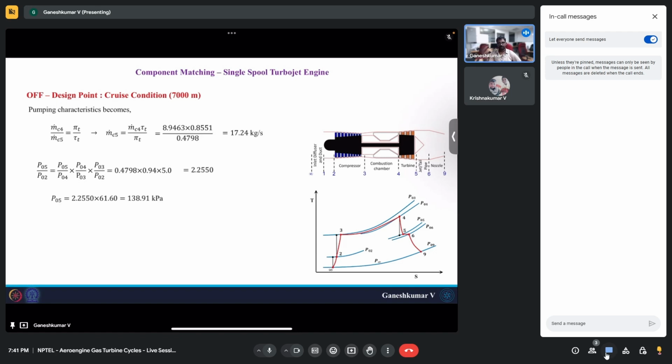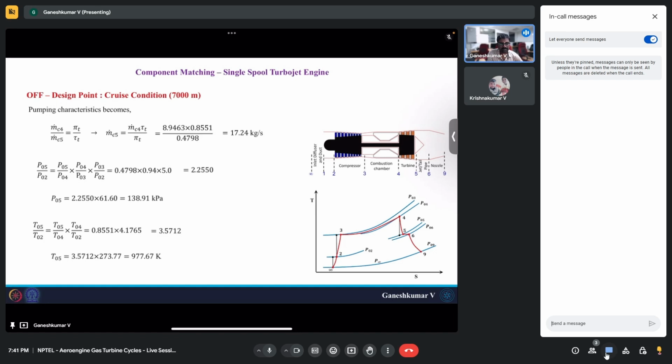And if you find P05 also, it is 138.91 kilopascal. And then similarly you can find T05 by T02, which comes out to be around 3.5712, which is expected because we have added fuel in the combustion chamber and combusted, so some heat has been released in the combustion chamber. So at the exit of the turbine we are expected to have a higher temperature. T05 would be something like 977.67 Kelvin. So these are the characteristics that we found. This is until the turbine, and we have also found m dot c5 to be 17.24 kg per second.